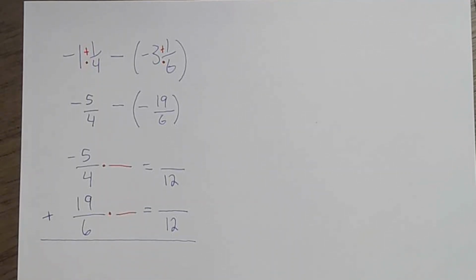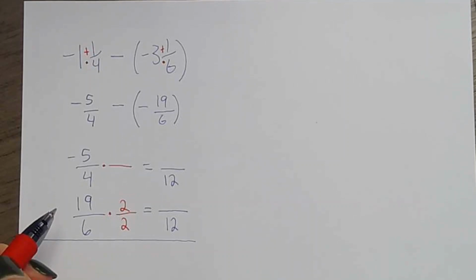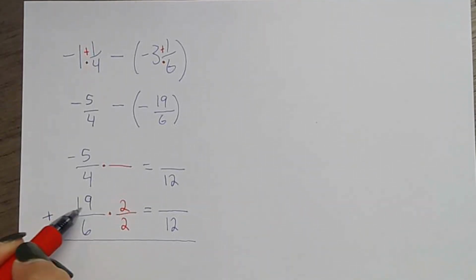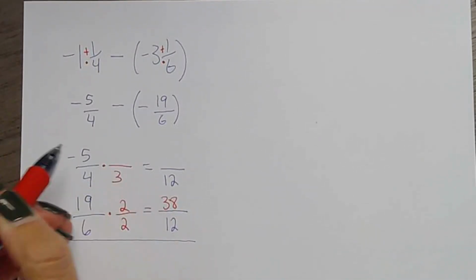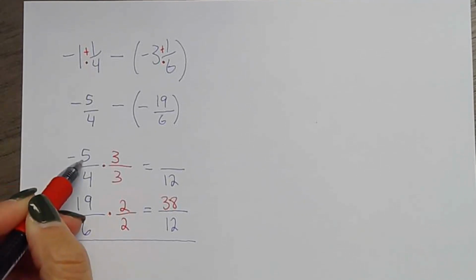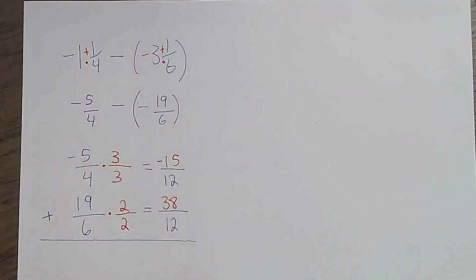So I'm going to multiply 6 times 2 to get 12, which means I have to multiply the top number also by 2. 19 times 2 is 38. And then 4 times 3 is 12, so I have to multiply the top number also by 3. 5 times 3 is 15. And this one is negative. So now, since I'm doing negative 15 plus 38, it's basically like a subtraction problem. 38 minus 15, which would be 23. And then the 12 stays the same.